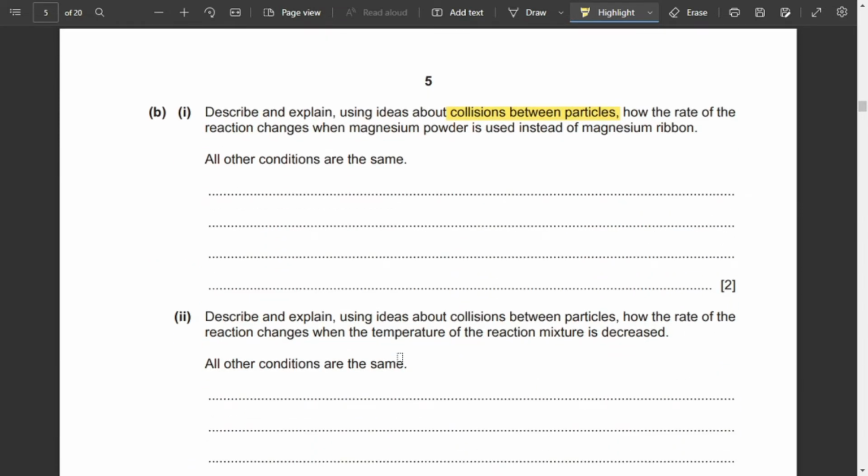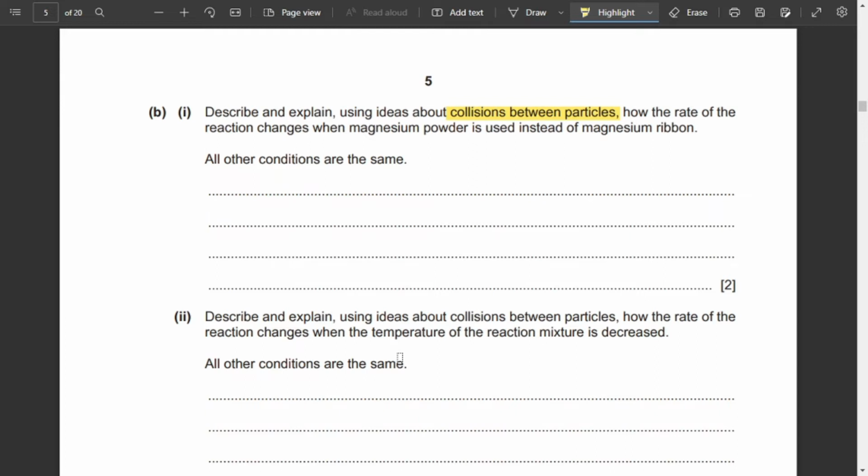Moving on to part 2. Describe and explain using ideas about collision between particles how the rate of reaction changes when the temperature of the reaction mixture is decreased. All the other conditions are the same. Basically, the rate of reaction will also decrease because the temperature has decreased. That means there will be less kinetic energy, so the particles will move slowly. It will be slower than before, and fewer particles will reach activation energy.